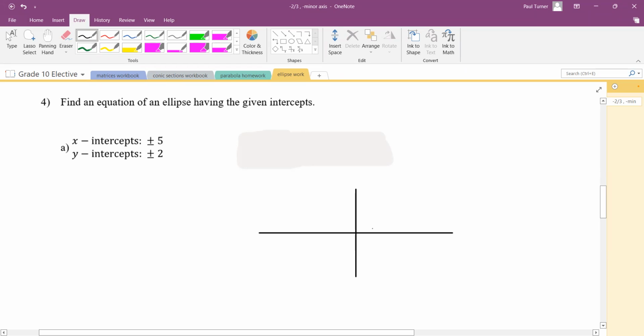So x-intercepts are 5, so we'll come out 1, 2, 3, 4, 5 to here. So that's your first one. And then -5 on the other side. So -1, -2, -3, -4, -5 on this side. And your y-intercepts are ±2. So 1, 2, and -1, -2. So we already know roughly what the graph looks like. So let's graph that.